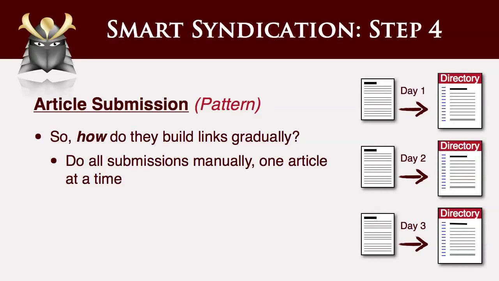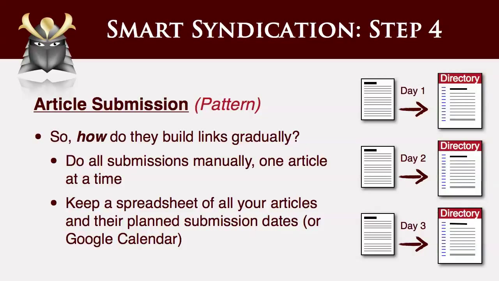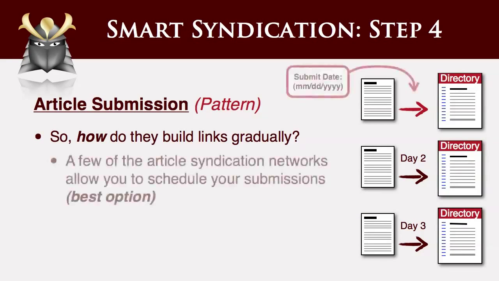One way is to do all your submissions manually and gradually submit your articles to directories and blog networks one article at a time. You can keep a spreadsheet of all your articles and plan submission dates, or you can use a system like Google Calendar to remind you to space out your article submissions. In this way, you can get a lot of articles written up front, and then remind yourself to submit them gradually over time. A few of the article syndication networks allow you to schedule your submissions to go out on a particular date. This is the best option if it's available. Simply submit all your articles and then schedule them to go out gradually over a period of months.